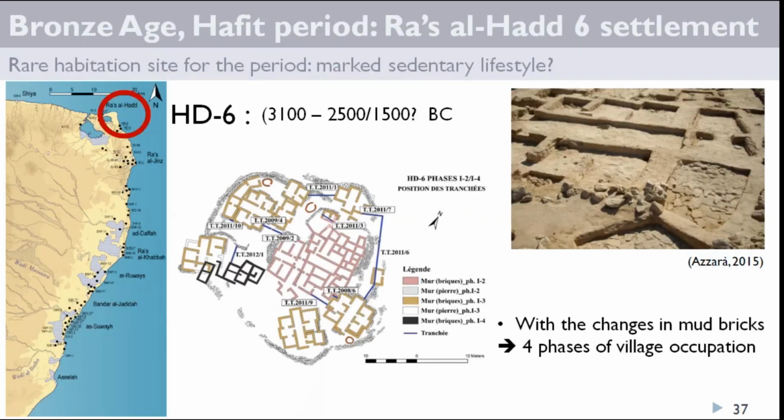So I would like to present the result of one site, for now the only one I study for the Aphid period, and it's the site of Ras Al-Hamra 6, which is no longer a shell midden, but a village. In this village we could distinguish four different phases of occupation, thanks to the differences and changes in the mud bricks. This excavation was conducted by Maurizio Cattani and also Valentina Azzarà at the end.